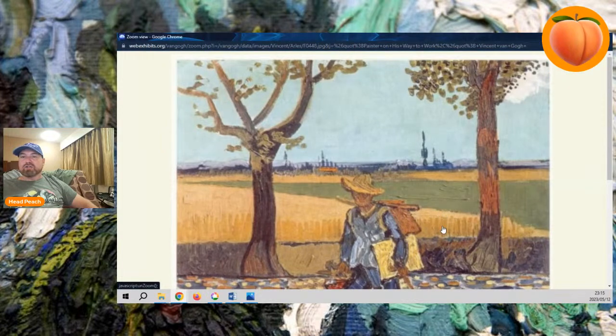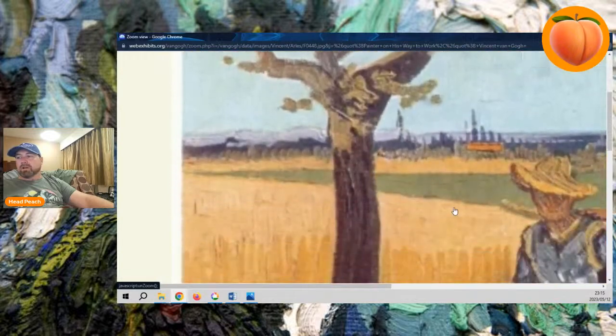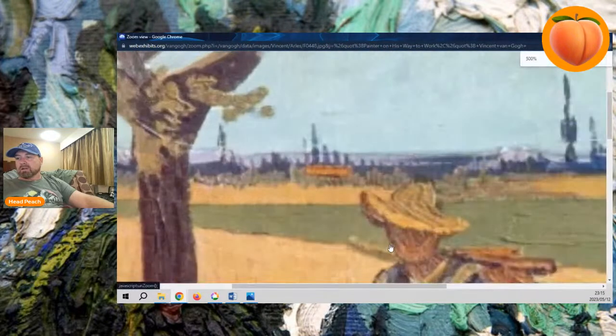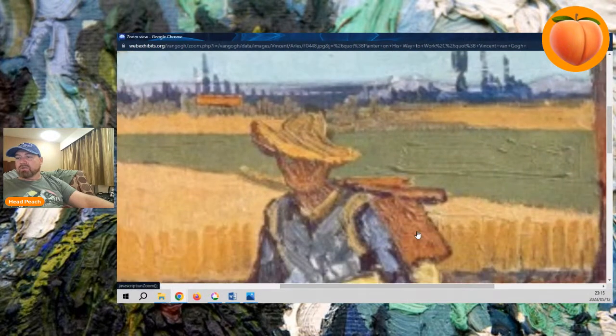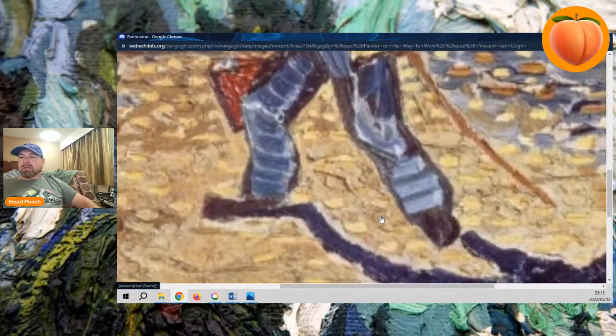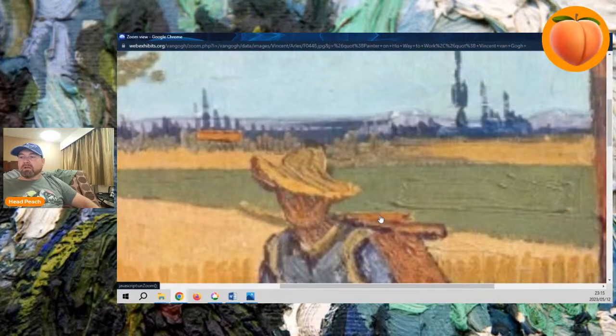The background's not too bad. But what's going on with this face? And that's where I lose a bit of respect for Van Gogh, because maybe he could have put a bit more effort into that. The central thing you want to look at here is the person's face, and it doesn't really work for me.